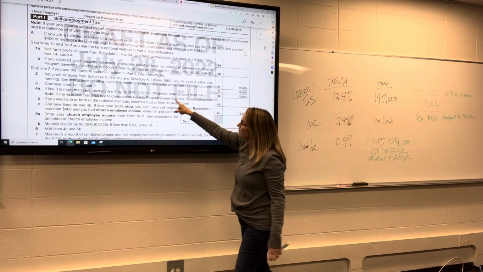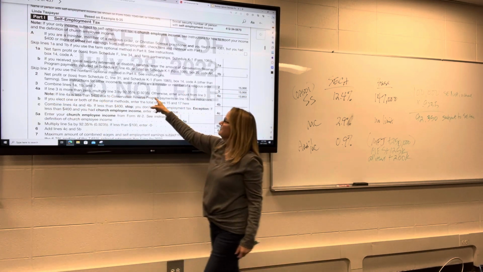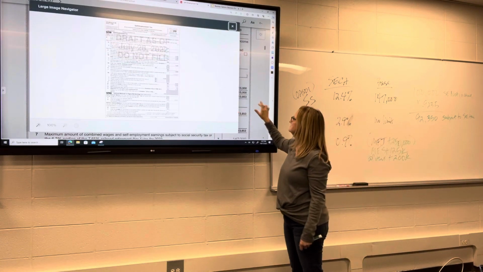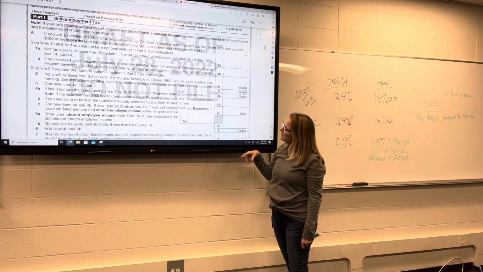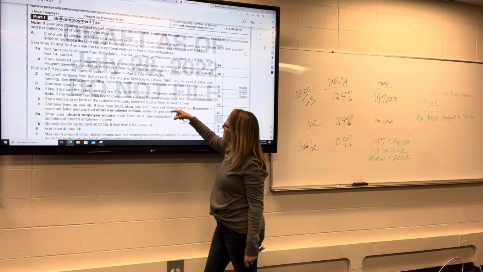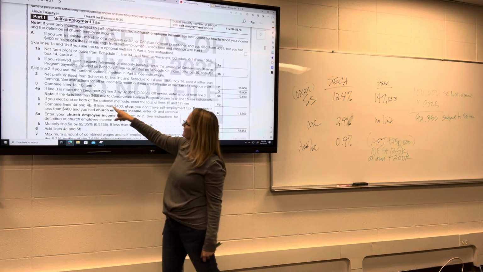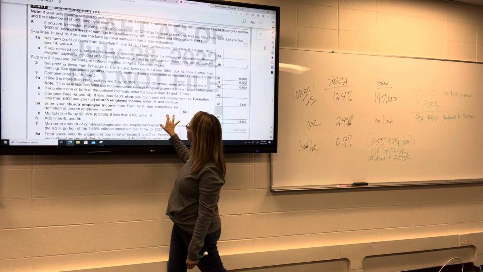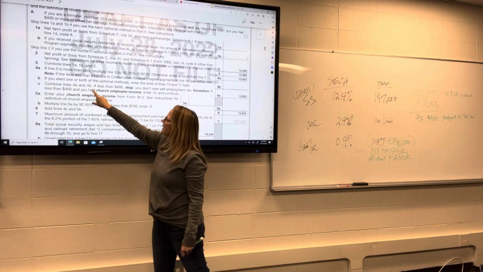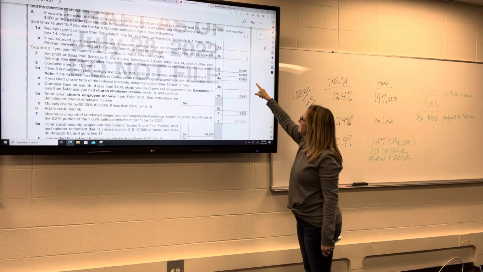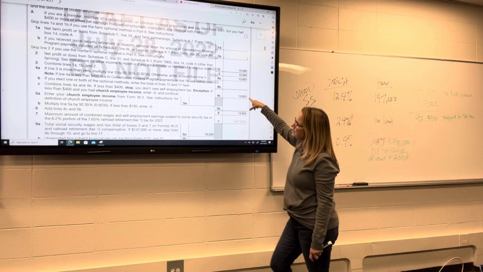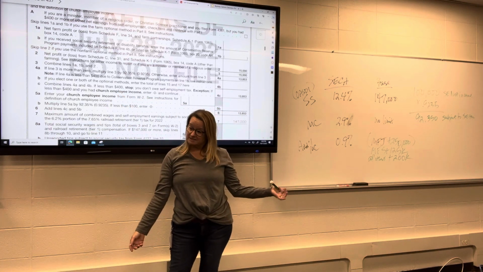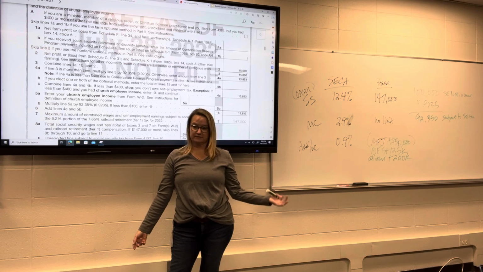Line 3, that's our total. Here's where it tells you: multiply line 3 by 92.35%. So that's 13,853. If line 3 is more than 0, if you have one or both, okay, so we don't need line 4. This has to do with the Conservation Reserve Program. Don't worry about that. Combine lines 4A and 4B. Okay, 13,853. If it's less than 400, stop. So if the total amount of self-employment income is under $400, you don't have to pay self-employment tax on it.